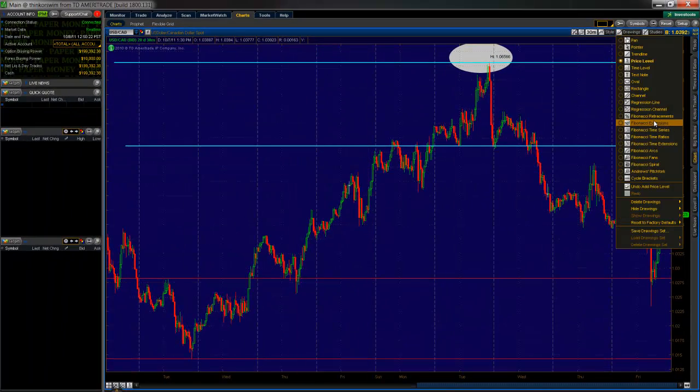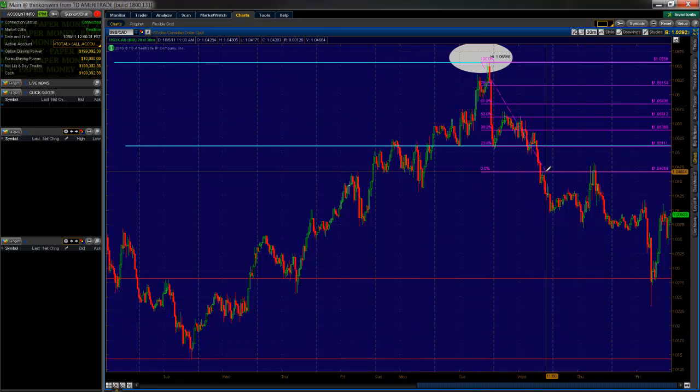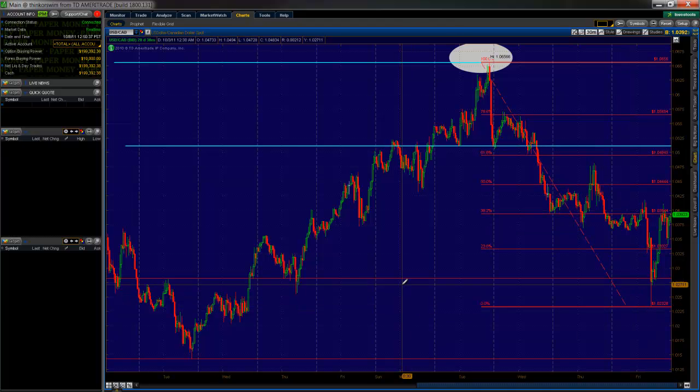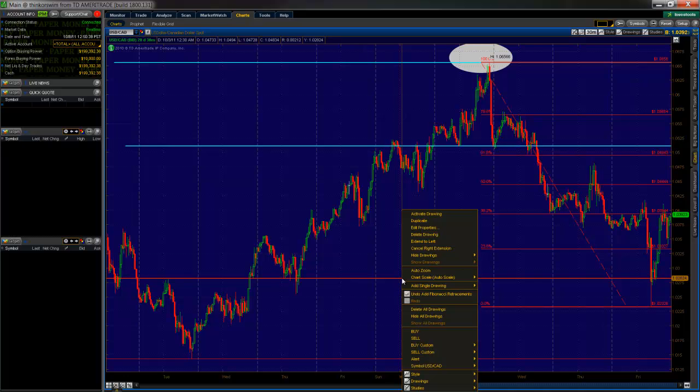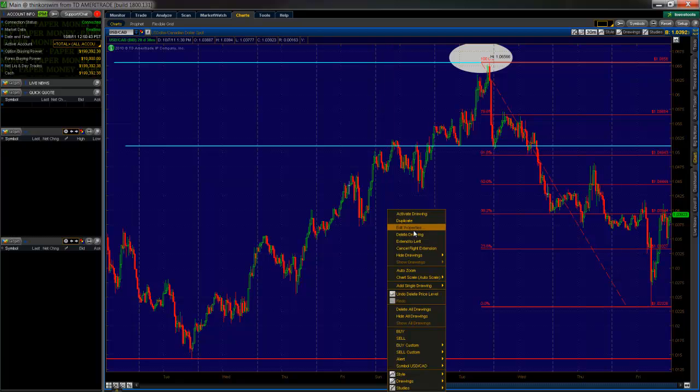I go ahead and get a Fibonacci retracement, and I look at the week that we just had, and I look for the high and the low of the week. Here was the high, and the low is right down here. So I take the high and I take the low. And I'm going to go ahead and delete this demand zone here just to keep it simple.